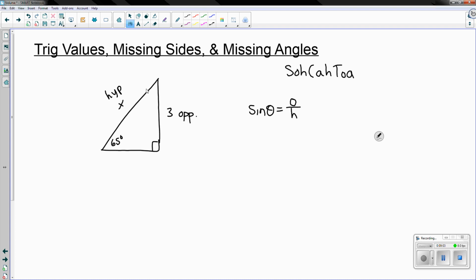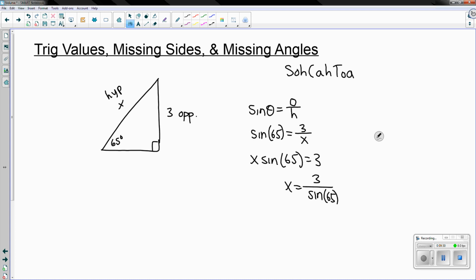Fill in the variable values that you have and keep the one you're looking for as a variable. So we have 65 for the angle. We know the opposite. We're looking for the hypotenuse. Using that same process as before, if x is already in the numerator, it's an easy calculation. We just multiply by the value of the denominator. But if it's in the denominator, we want to move it. And then we're going to divide by sine of 65. So we're going to get x equals 3 over sine 65.